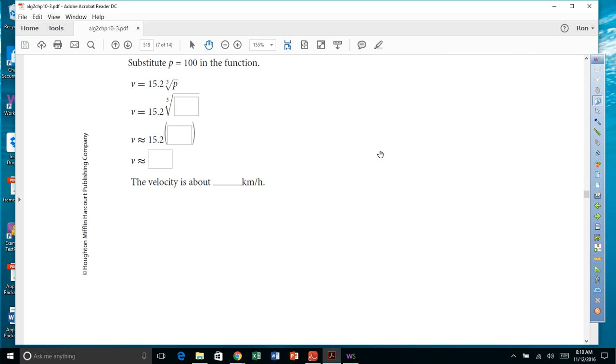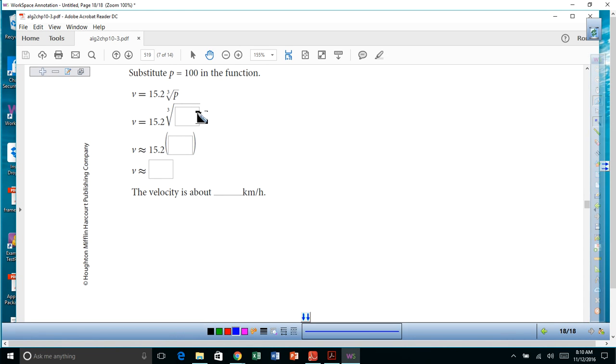Substitute P equals 100 into the function. So 15.2, and we'll put 100 in there. 15.2, and that's like cube root of 100, that's like 4.64. So that's 70.5. The velocity is about 70.5 kilometers an hour.